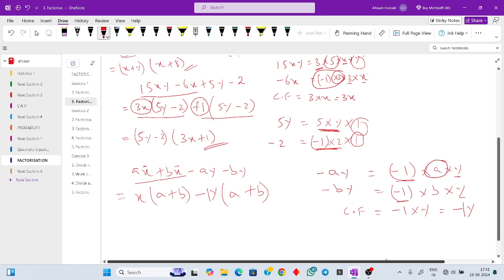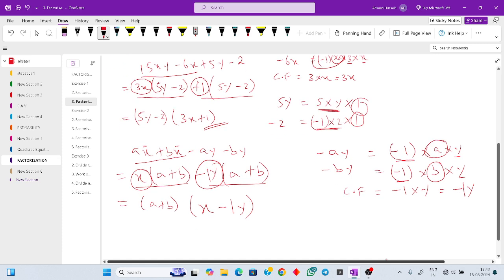So what is left here? Positive a, and here positive b is left out. So now there are two terms, the first term and second term, and in these two terms a plus b is common. So what is left here? X, and here negative 1y. So negative 1y, you can simply write negative y. No need to write this 1.